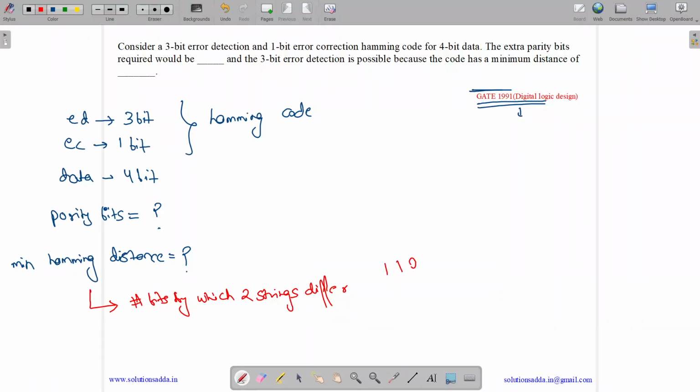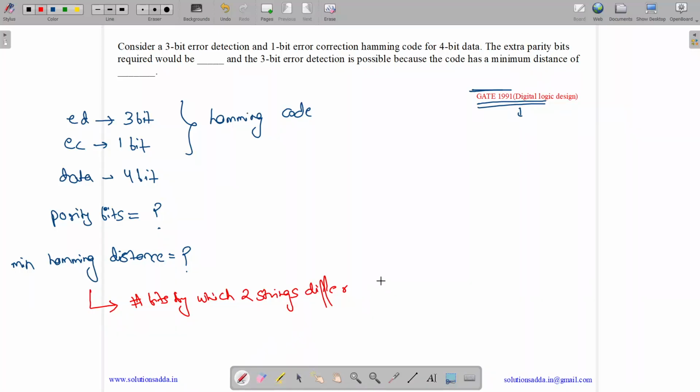Like if we have 110 and 100, then we just need to flip this bit, so they have a Hamming distance of 1. And if we have 100 and 111, then we need to flip this bit and this bit to convert this to this, thus the Hamming distance is 2. So I have given you the definition of the Hamming distance.